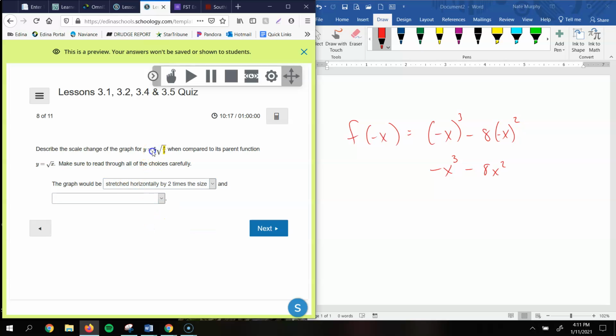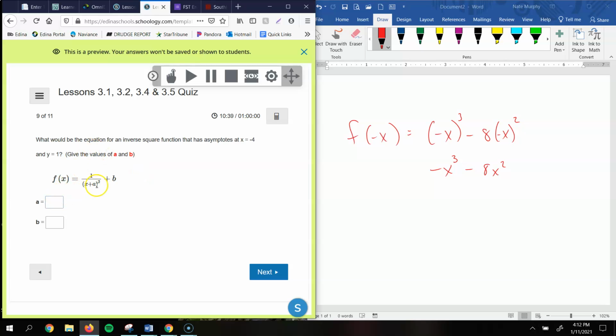And this 5 is going to tell us how the graph is going to be affected vertically. Again, it's not translated, that would be if we have plus or minus, so it's not a translation. And it's not going to be shrunk vertically to be 1/5 the size. It's going to be stretched vertically to be 5 times the size.